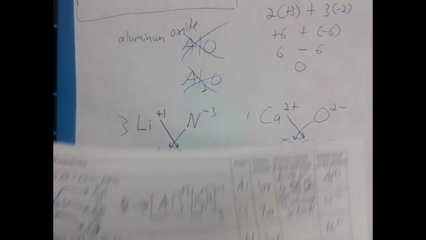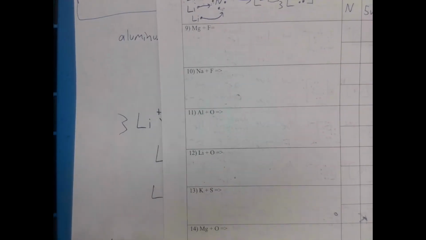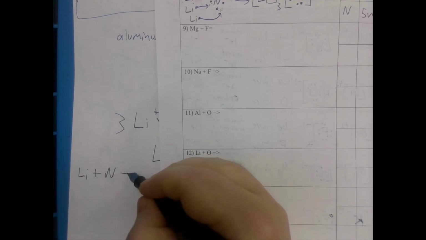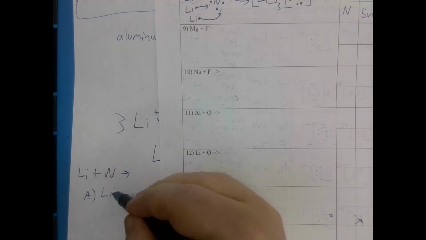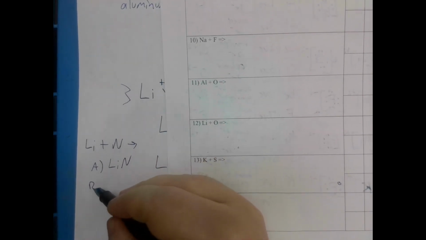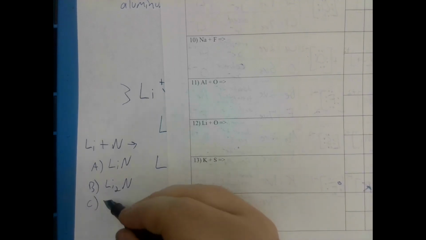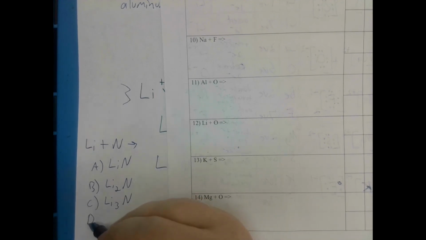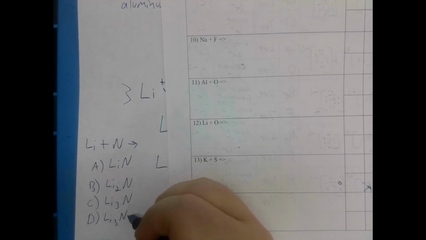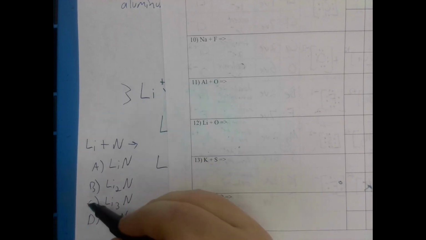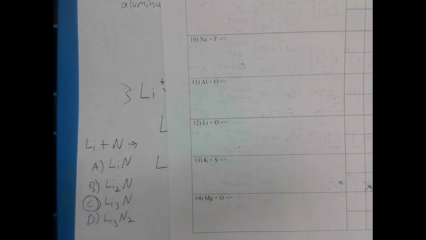By the way, I'm thinking the test is going to have a lot of this. Li plus N. The answer choice A will be LiN. The answer choice B will be Li2N. The answer choice C will be Li3N. And the answer choice D will be Li3N2. So you would know C is the correct answer.